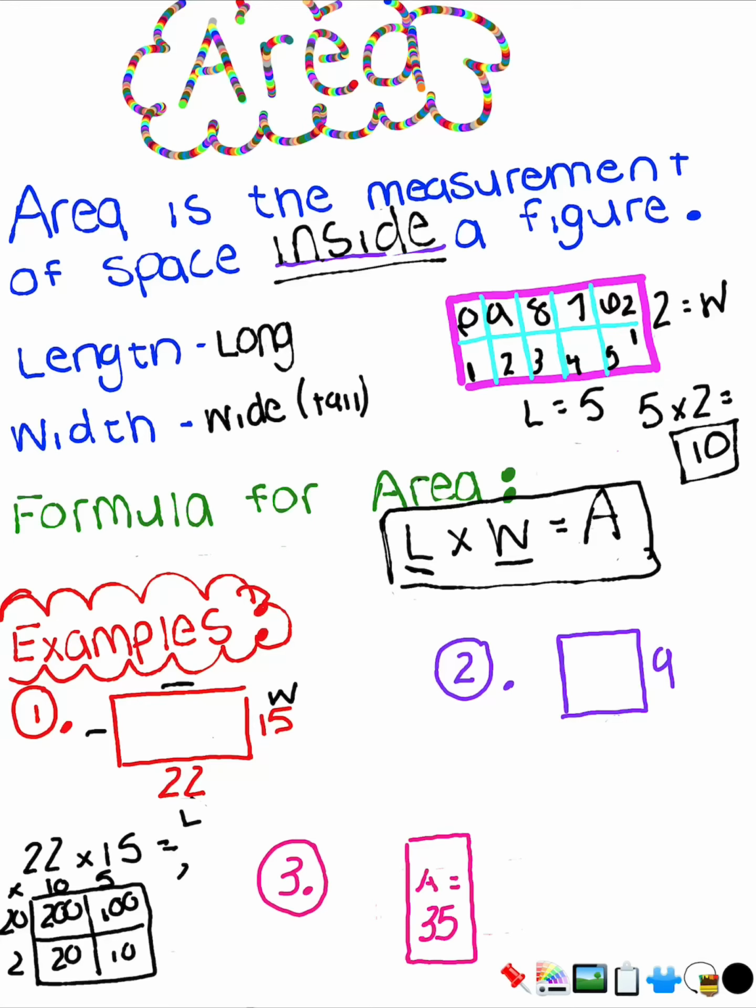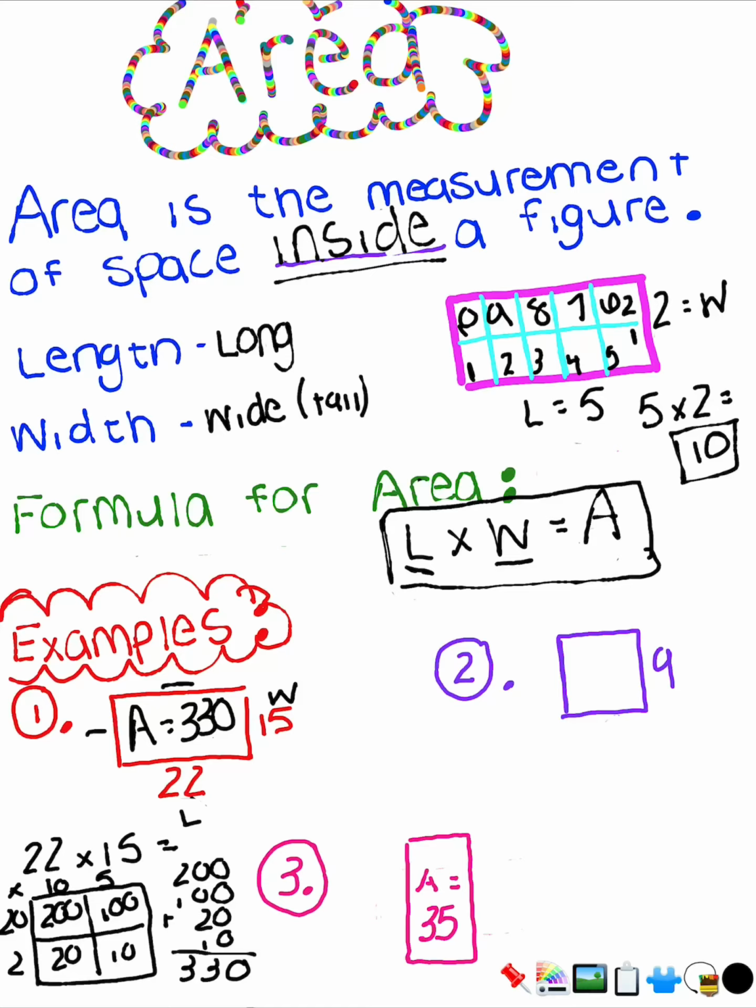What do I do with all 4 of those numbers? Good job. I'm going to add them, making sure that all of your place values are lined up. 0 plus 0 plus 0 plus 0, 2 plus 1, 2 plus 1 again, 330. So this rectangle has an area of 330 on the inside. So there's one example.